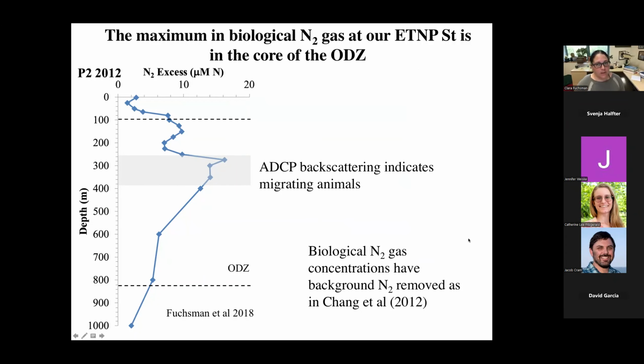So we're looking offshore here at the offshore oxygen deficient zone, and the maximum biological N2 gas in the ETNP at our favorite station is in the core of the oxygen deficient zone. Here we have biological nitrogen gas concentrations that have had the background abiotic nitrogen gas removed, and we have 2 peaks, one at the top and one in the center of the oxygen deficient zone, about 300 meters, which is exactly the same range where ADCP backscattering indicates migrating animals.